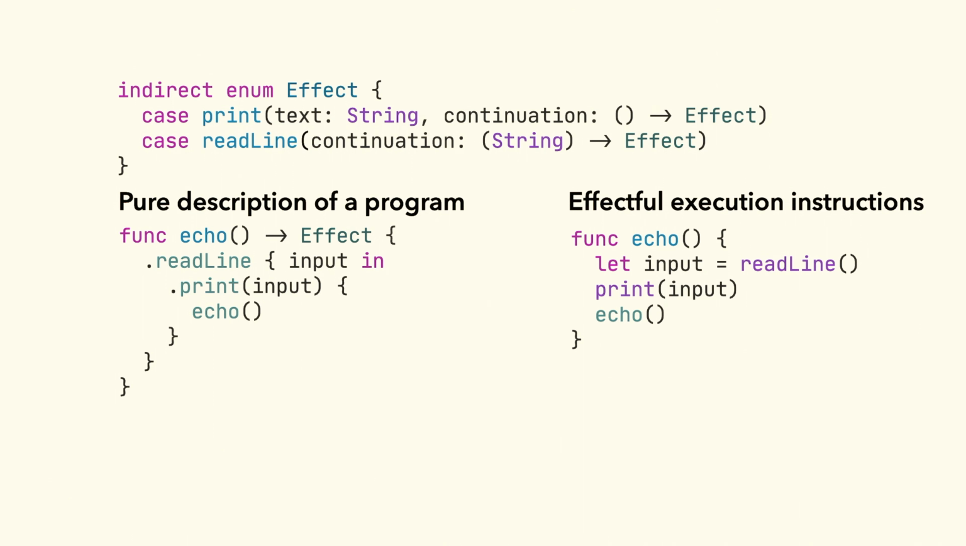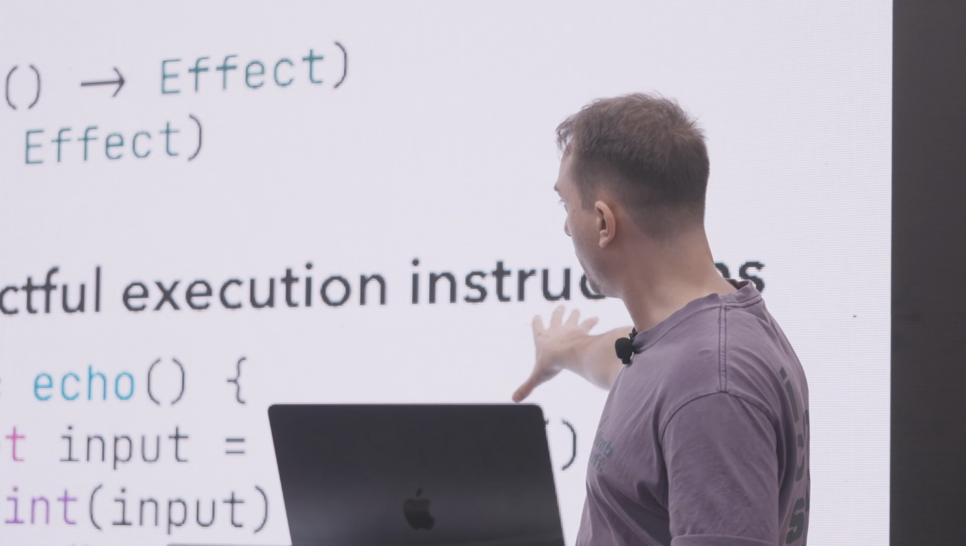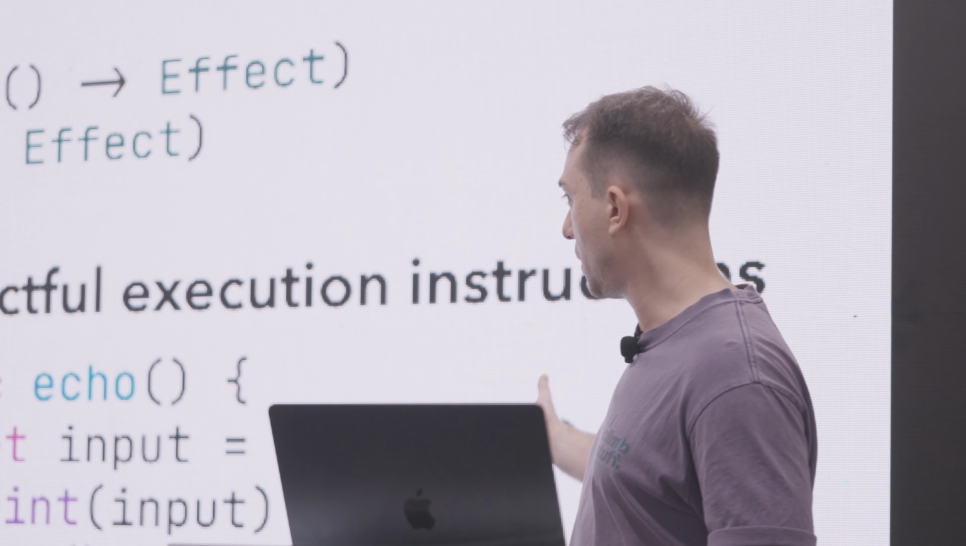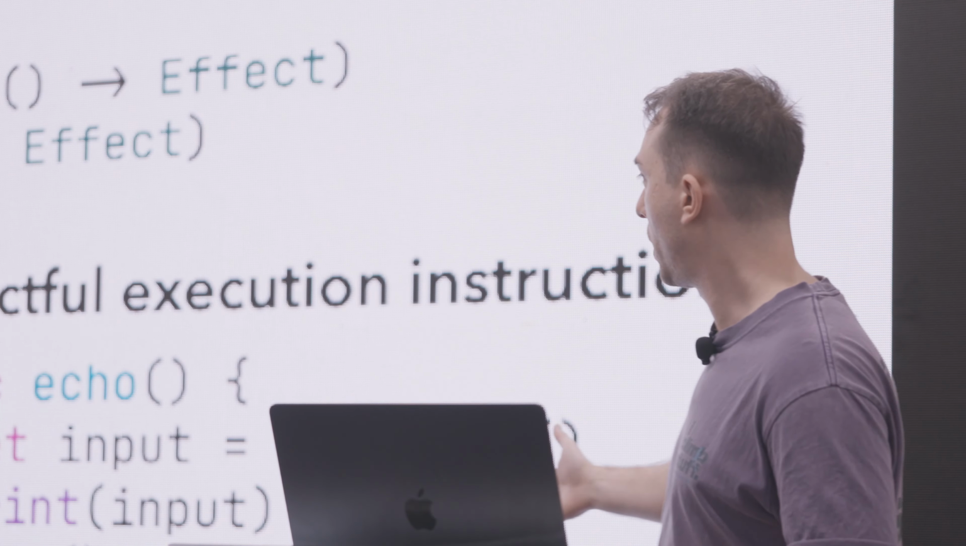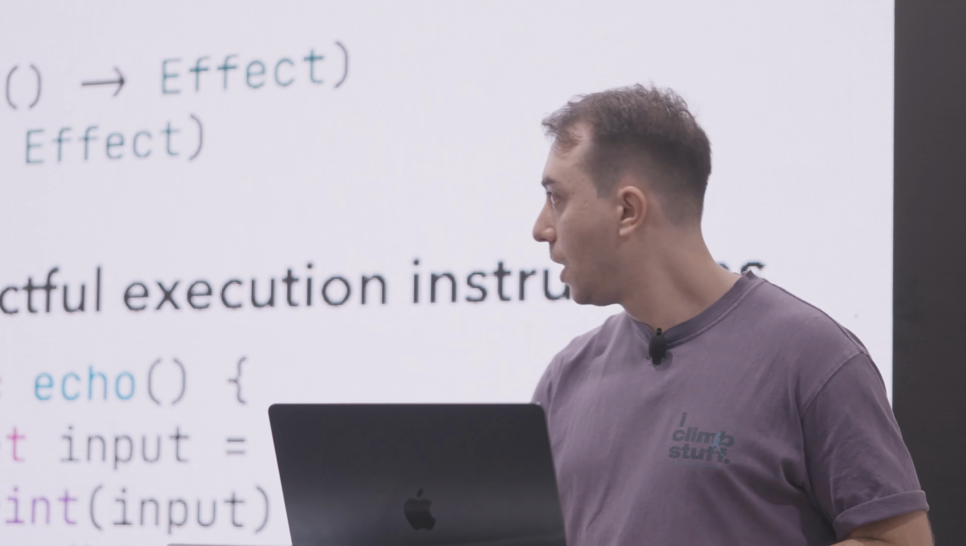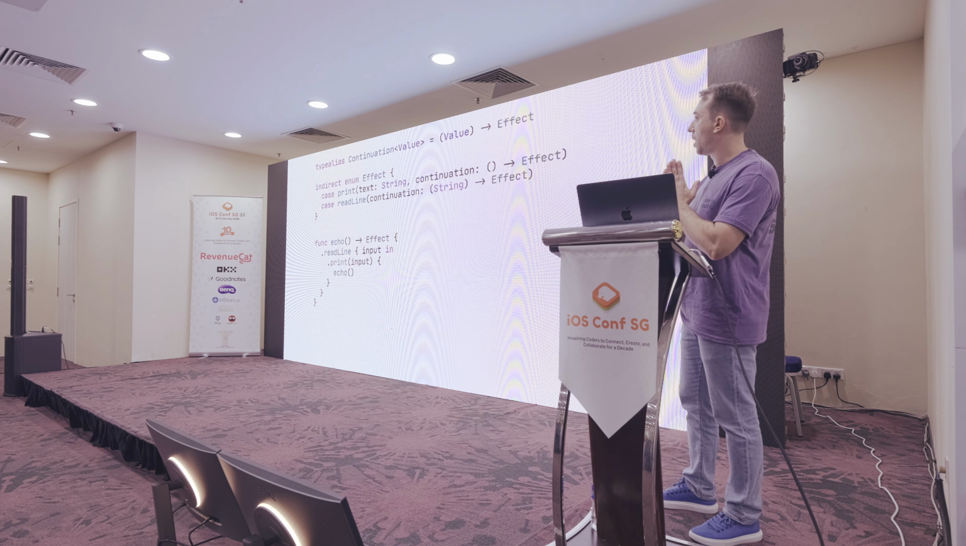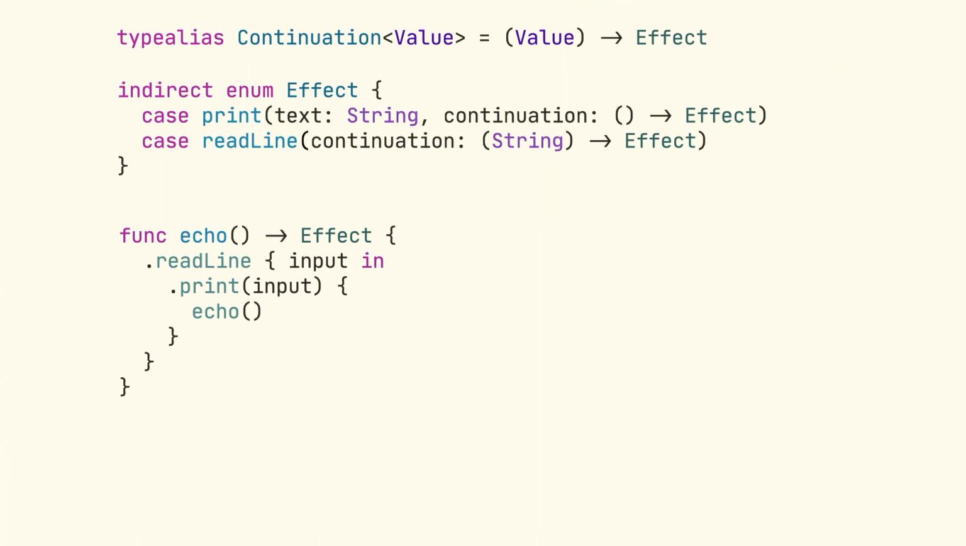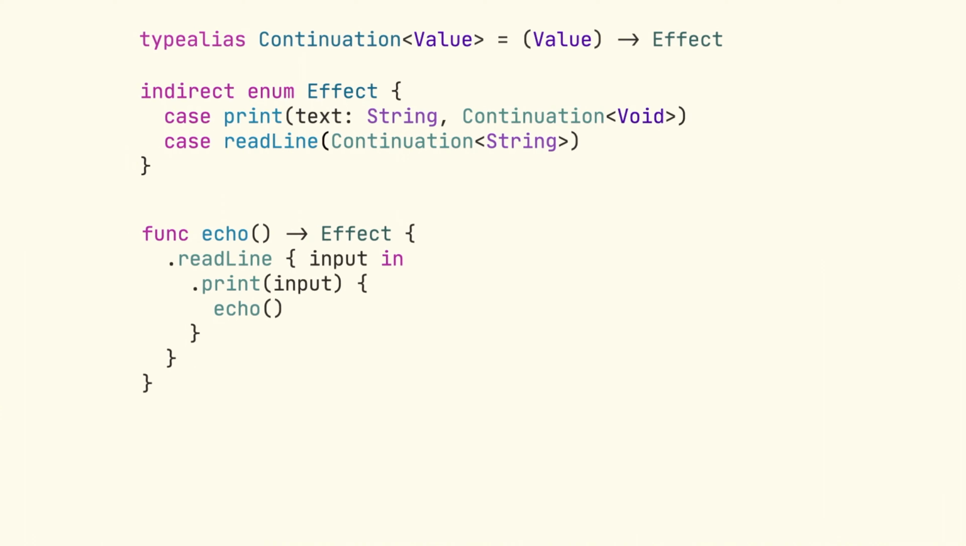But what we have on the left is a pure description of a program. It does nothing. It describes how the program should work. Whereas what we have here is a set of execution instructions, which means executing side effects, which means we cannot test it in any way other than manually. OK, let's carry on. We can simplify this code slightly by providing a type alias for the continuation to avoid the function types here. It makes it a bit cleaner. Read line continues with string, print continues with void.